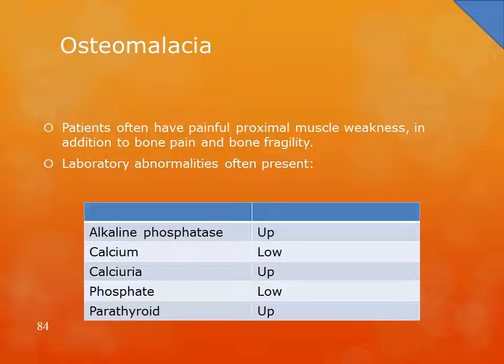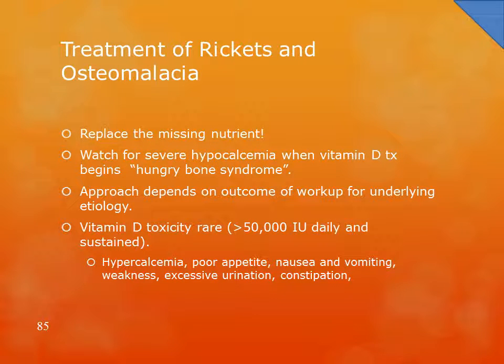Speaking about osteomalacia, these patients often have painful proximal muscle weakness in addition to the bone pain and bone fragility. And here's what you might expect to see in the lab work. The alk-phos might be up, indicating bone turnover. Calcium might be low. They might be urinating out more calcium than you want them to. And the phosphate may be low. The parathyroids might be secondary hyperpara, so you might see it up.